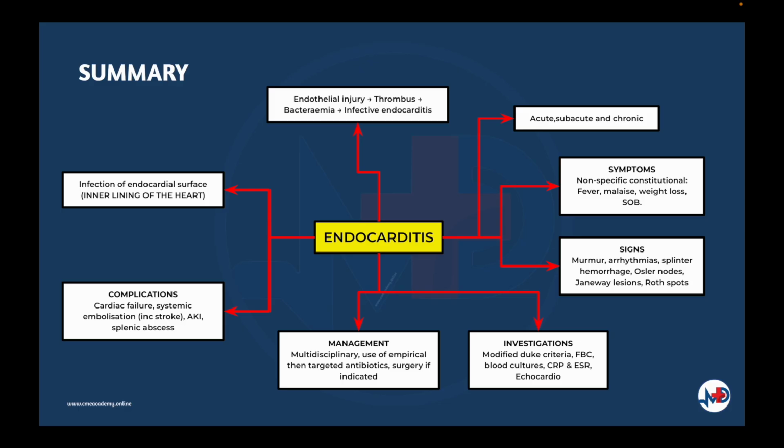Signs to expect include murmurs, arrhythmias, splinter hemorrhages, Osler nodes, Janeway lesions, and Roth spots. Unilateral weakness or focal neurology may indicate complications of endocarditis secondary to septic emboli. Diagnosis is made using the modified Duke criteria together with results acquired from a full blood count, blood cultures, CRP and ESR, and echocardiography. If there is a strong suspicion of infective endocarditis and the patient is acutely unwell, initiating empirical antibiotics is recommended, but only after adequate blood culture samples have been taken.